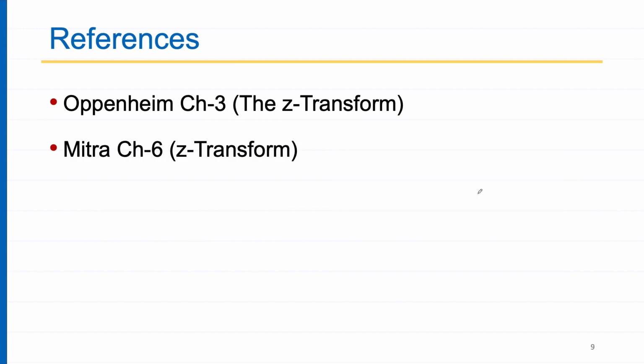The references for this section are Oppenheim, chapter 3, the Z transform, and there is a nice book called Sanjit Mitra, Digital Signal Processing, which I found a very good book. You can look into this book as well if you wish. Chapter 6, Z transform. Thank you very much.